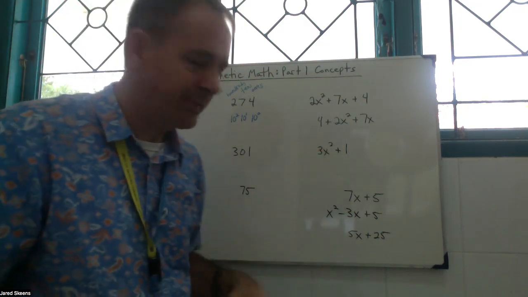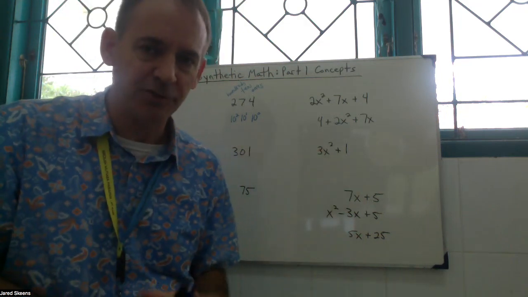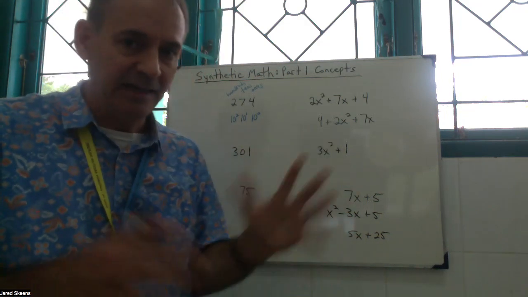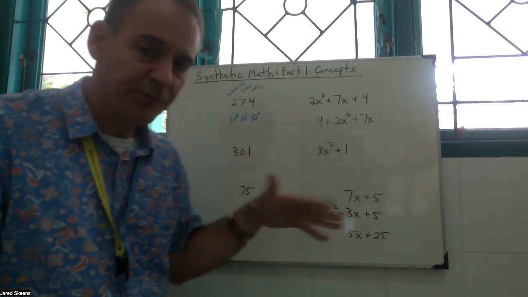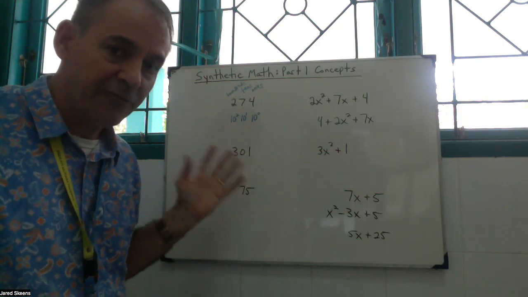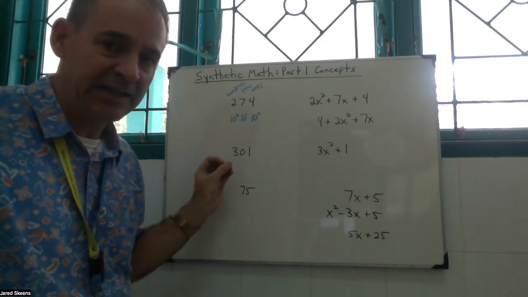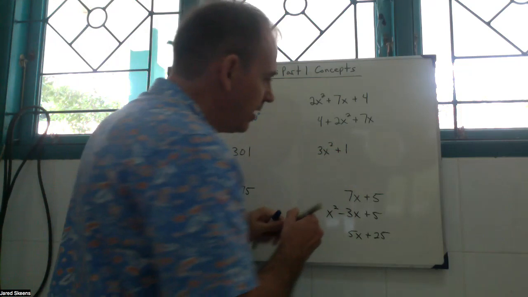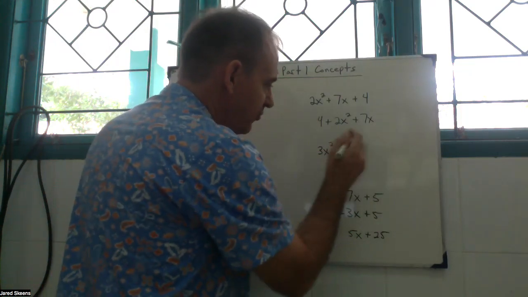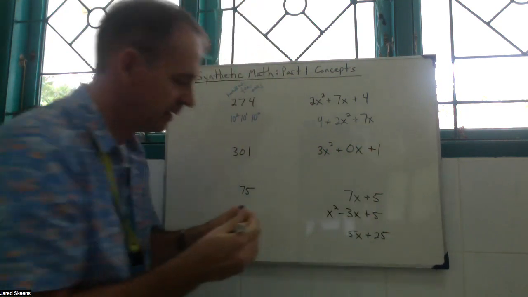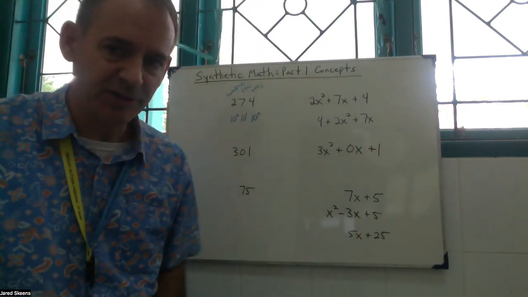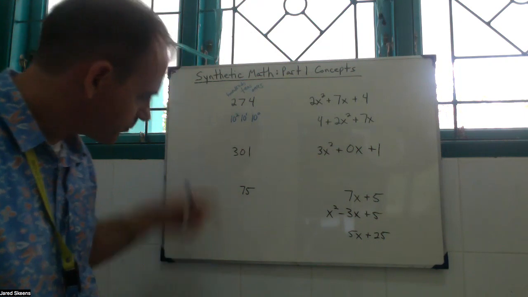However, in algebra, we don't use 0 for placeholders. 0 times anything cancels out. We just put 3x squared plus 1. So if we're going to use the basic math format, we need to be putting in zeros for our algebraic part. We need to have this as a 0x plus 1. So we need to remember to keep zeros as a placeholder.